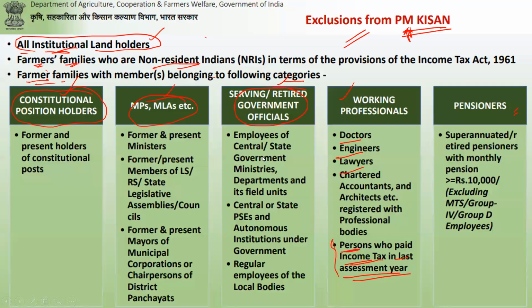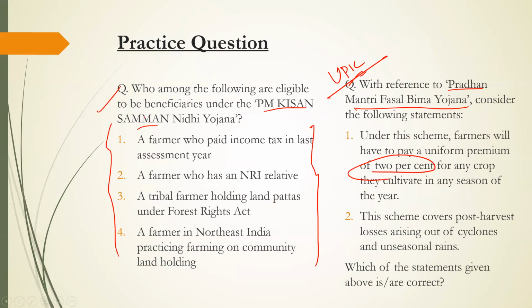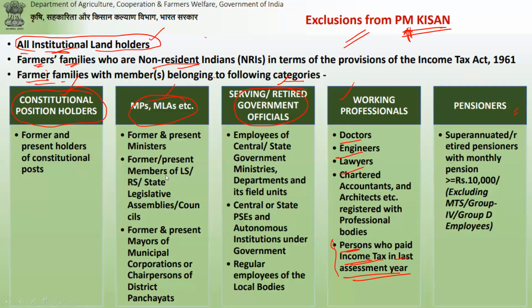Now based on this, who among the following are eligible to be beneficiaries? A farmer who has paid income tax in the last assessment year, that is wrong. Farmer who has an NRI relative, wrong. Tribal farmer, that is correct. This is correct. Chalo. Come to the next one.